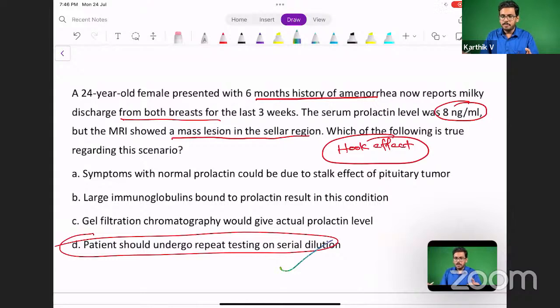And if you look at the other options, symptoms with normal prolactin could be due to stalk effect. The stalk effect means the tumor is impinging on the infundibulum, thereby reducing the dopaminergic inhibition of the anterior pituitary, causing an increase in the prolactin levels. Large immunoglobulins bound to prolactin result in macroprolactin. Macroprolactin means high prolactin values with no clinical symptoms. Gel filtration chromatography would be the best thing for actual prolactin level. That is a false statement. Gel filtration chromatography is to correct for macroprolactin and not the hook effect. And for hook effect, you should repeat the testing on serial dilution, which is the answer for our question also.